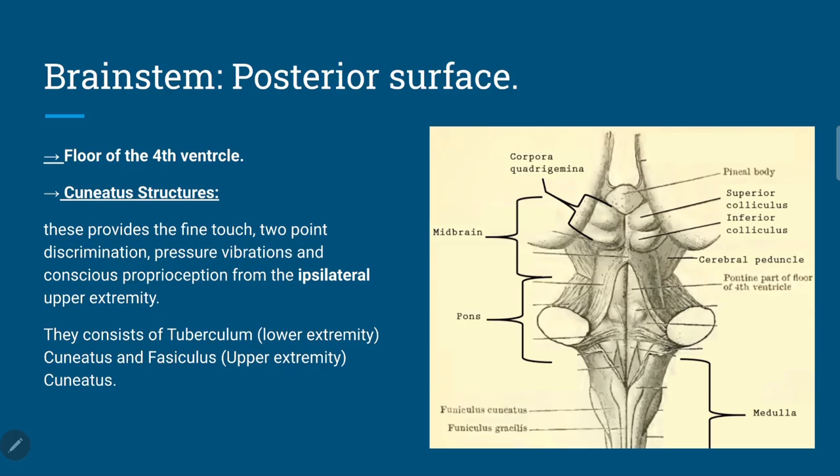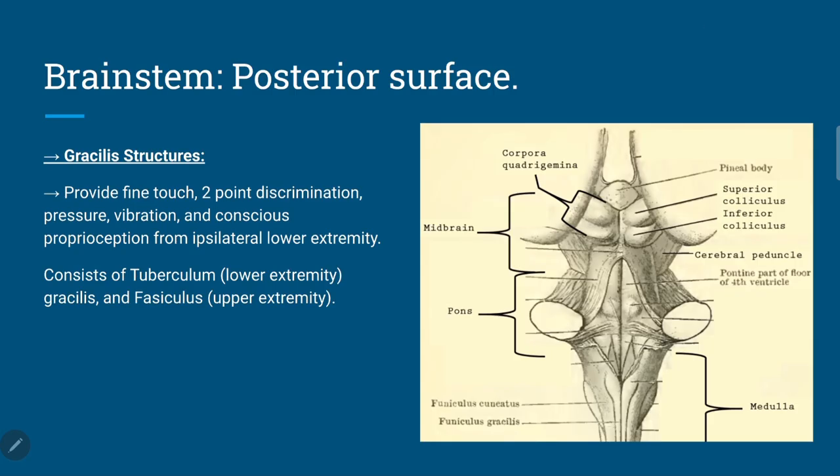Further into the posterior surface, we have the floor of the fourth ventricle. So floor of the fourth ventricle is present right there. Then we have the cuneatus structure. These provide fine touch, 2-point discrimination, pressure, vibrations, and conscious proprioception from the ipsilateral upper extremity. And they consist of tuberculum cuneatus, for the lower extremity, and the fasciculus cuneatus, for the upper extremity.